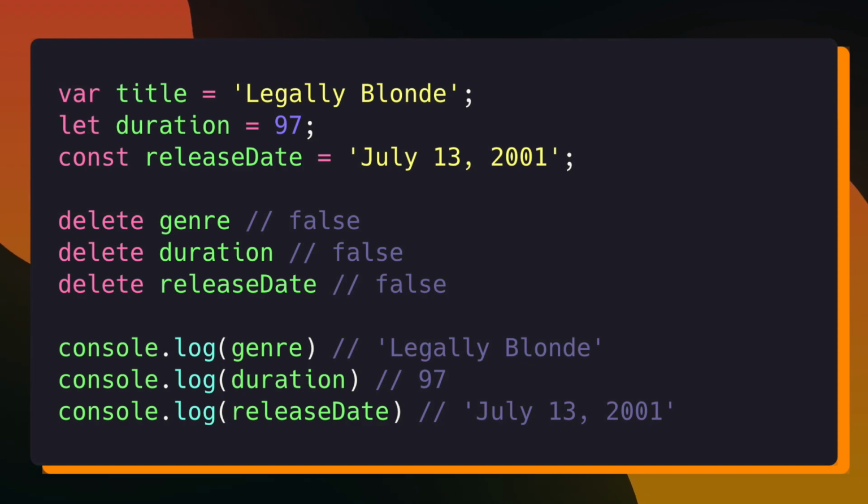When I call delete on each of these variables and try to print them out again, I notice that their values still exist. This is because delete is only able to remove properties that are nested inside of objects. The interesting thing about the delete operator is that it doesn't throw errors in non-strict mode. So if you want to know if delete was successful at actually deleting a value, you can tell by whether it returns a true or false value.